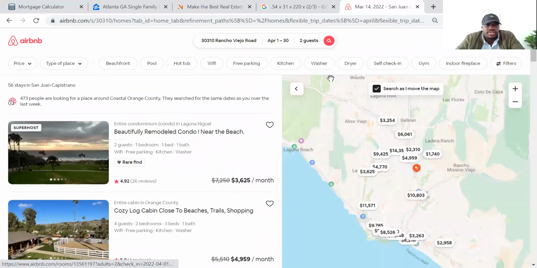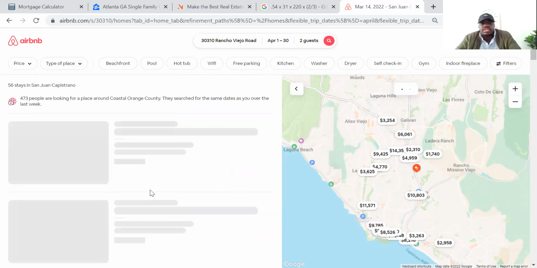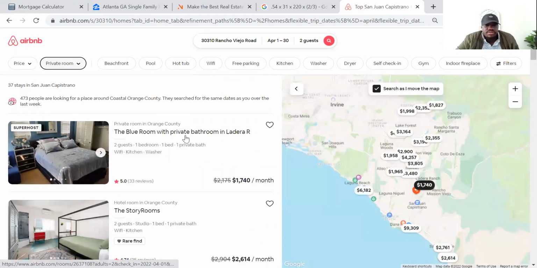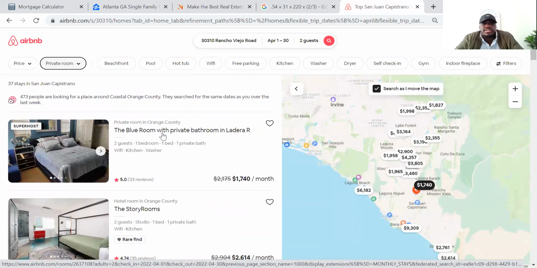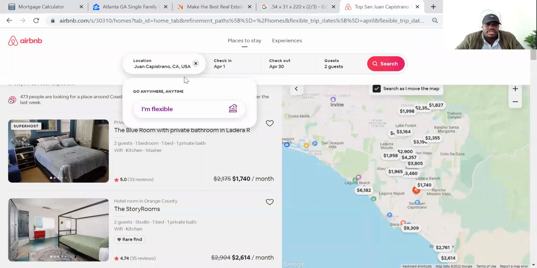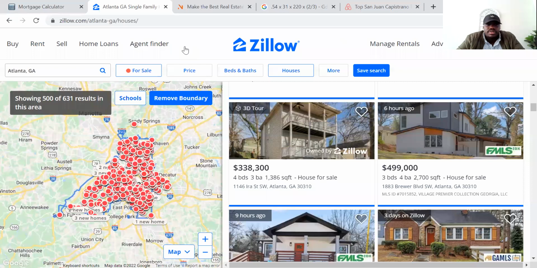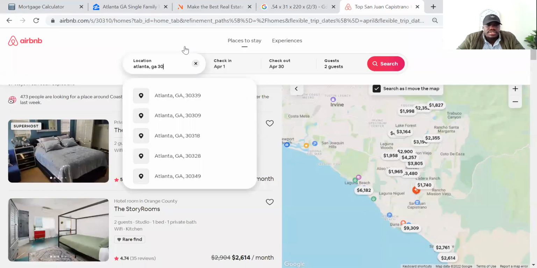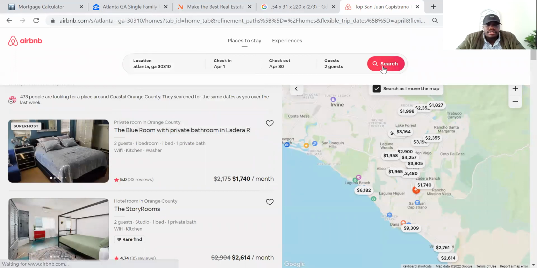Specifically, I like this because now Airbnb can filter. You want to rent a private room. So now we're just going to filter it down to see what the private rooms are saying. Why is it... oh, my apologies. This is pulling up Orange County. Atlanta, Georgia, 30. What's the zip code again? 30310. Okay. All right. Search.